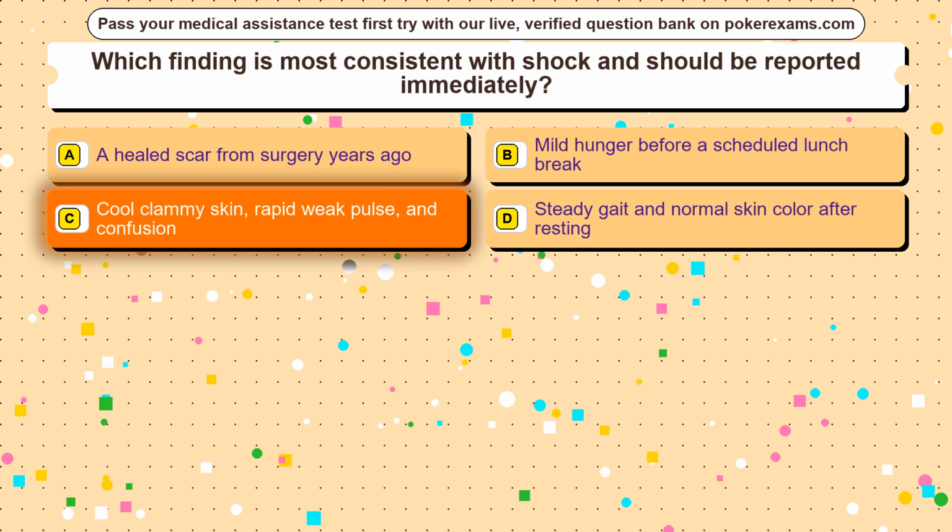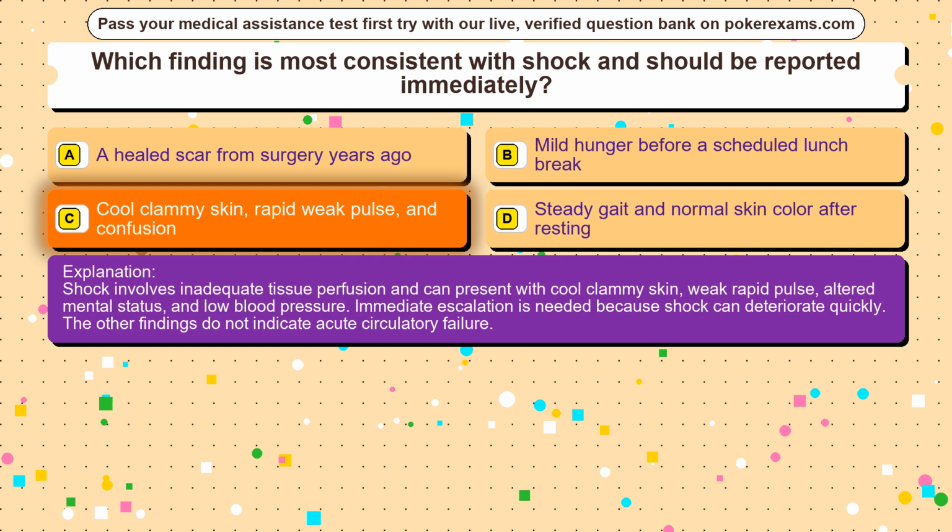The correct answer is option C. Cool clammy skin, rapid weak pulse, and confusion. Shock involves inadequate tissue perfusion and can present with cool clammy skin, weak rapid pulse, altered mental status, and low blood pressure. Immediate escalation is needed because shock can deteriorate quickly. The other findings do not indicate acute circulatory failure.